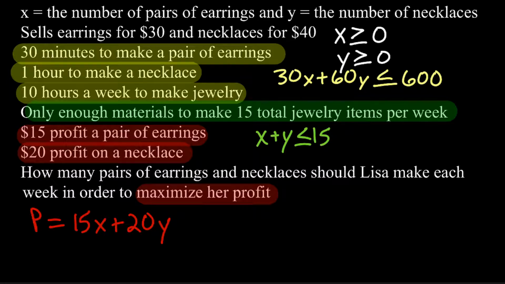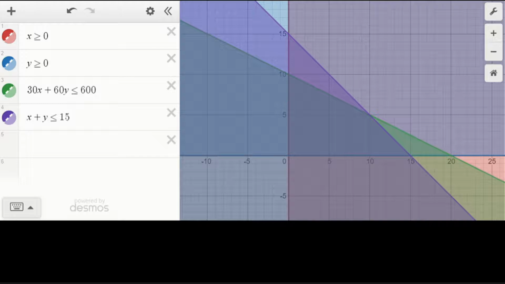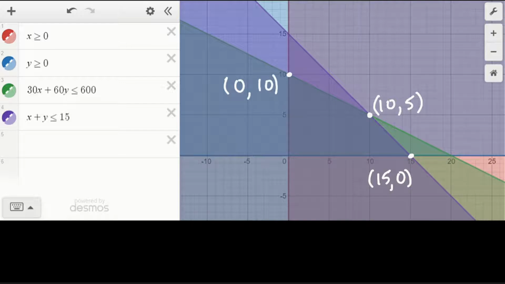Here's what I got when I graphed those inequalities. And we can put the points of intersection in here. So right there we have 10, 5. We only need to look at the corners of our solution set. Here's 15, 0. Here's 0, 10. And here is 0, 0.